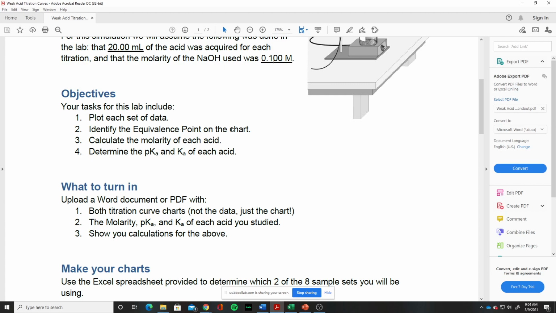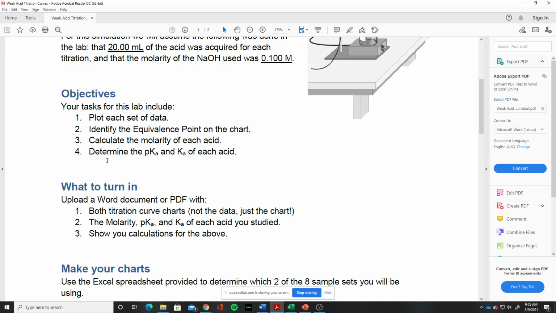Number 2, you're going to identify the equivalence point on the chart. It's not difficult to do if you know what you're looking for. Number 3, calculate the molarity of each acid. Also not terribly hard, but it does require some calculations. The calculations are not anything that we haven't done before. It's all the same stuff we've done before. It's just there'll be a few calculations strung together to get the correct molarity.